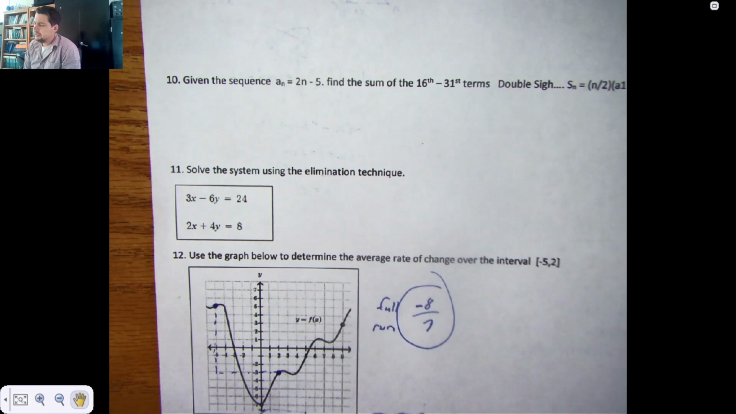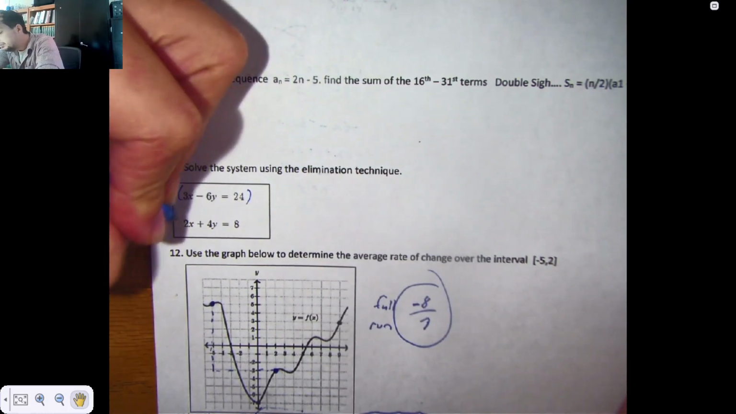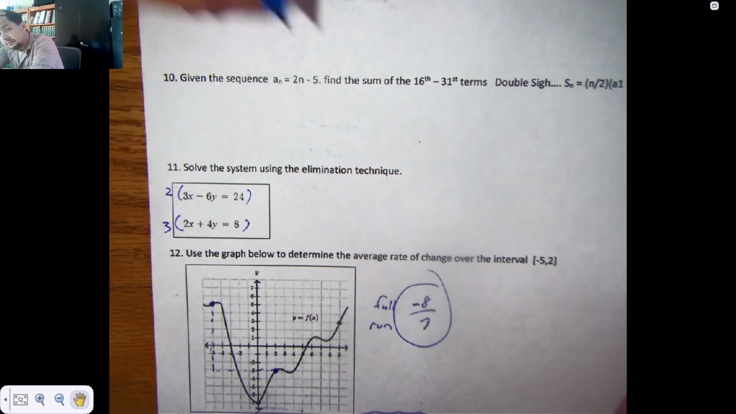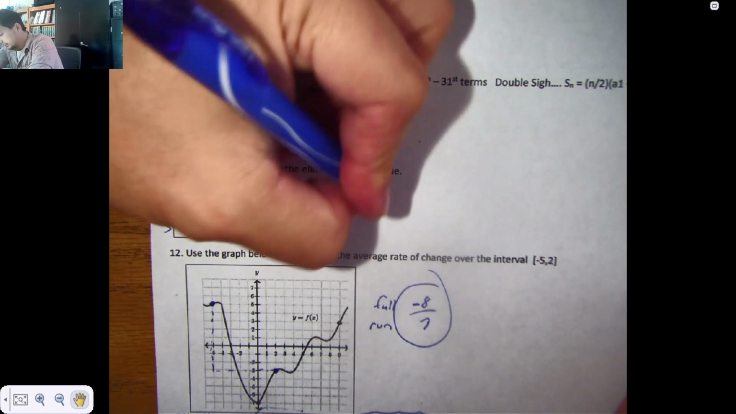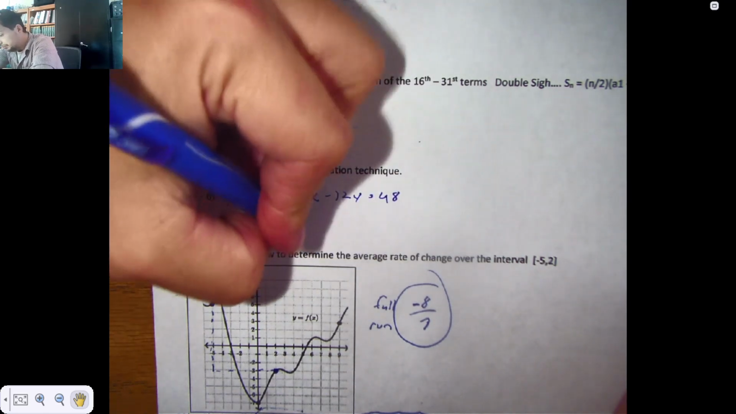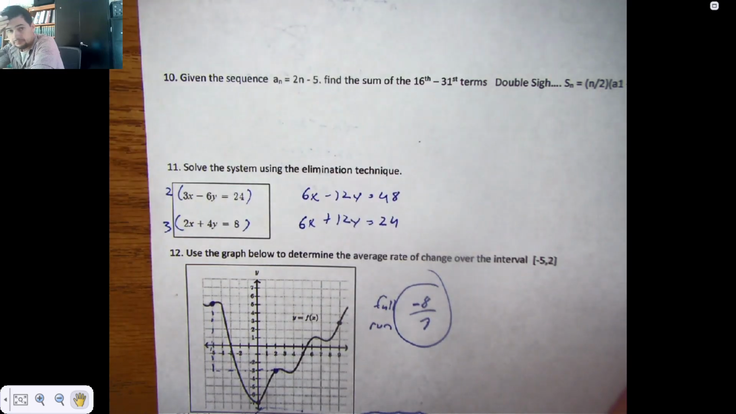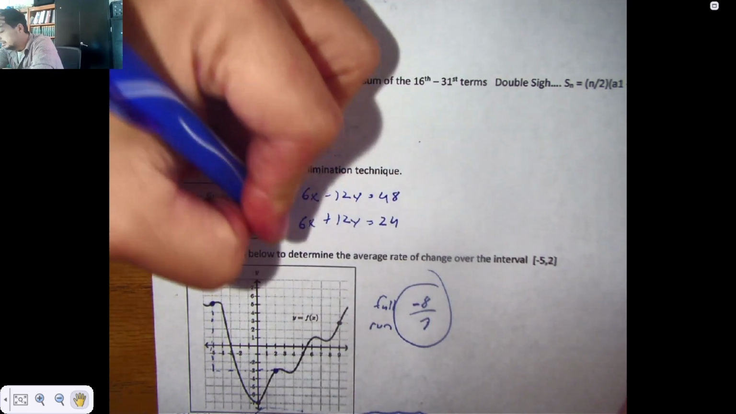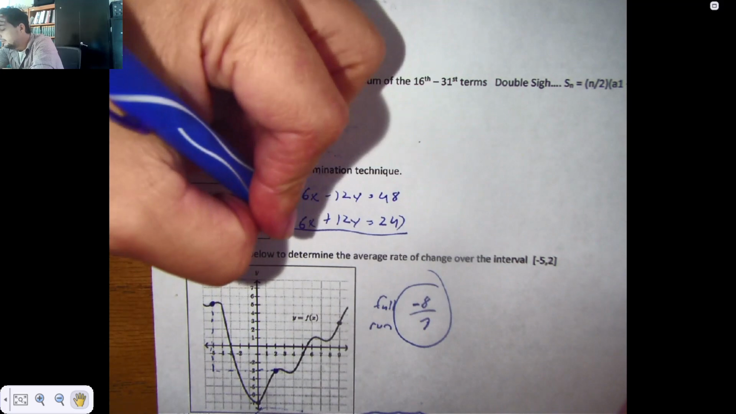This one has been on the same thing repetitively. Figure it out. I'm going to double the top and I'm going to triple the bottom. If I double the top, I'll have 6x minus 12y equal to 48. And if I triple the bottom, I'll have 6x plus 12y equal to 24. And I'm going to leave this question the same as on your quiz. I'm not changing this one. You still got to show all the work. You need to figure out the work.